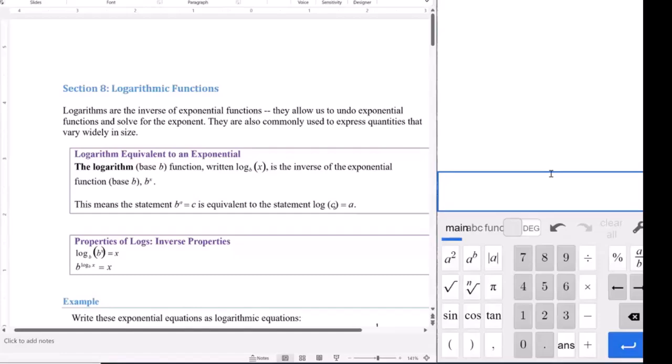Welcome to Chapter 1, Section 8, Logarithmic Functions.